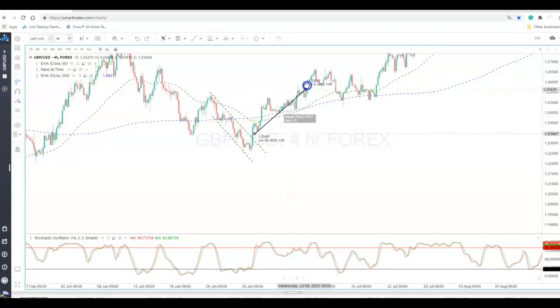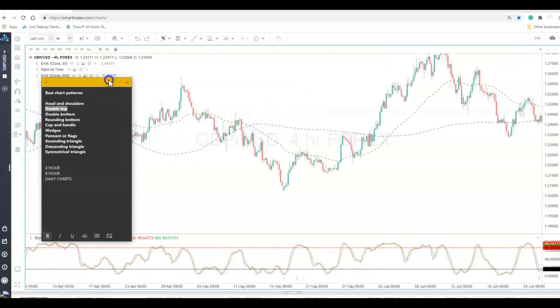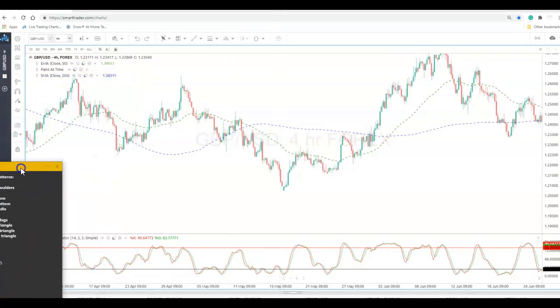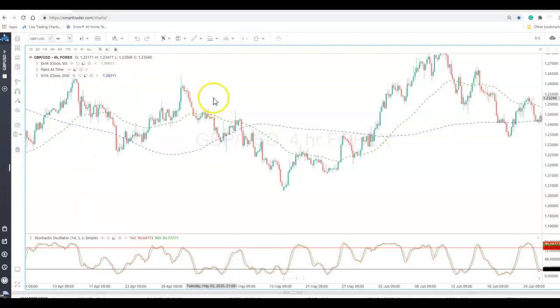And from anywhere here, it went up around 300 pips. The next chart pattern is called a head and shoulder pattern. And we have back-to-back head and shoulder patterns here.